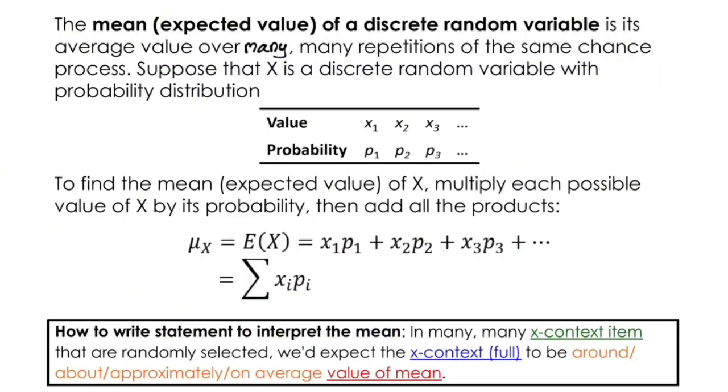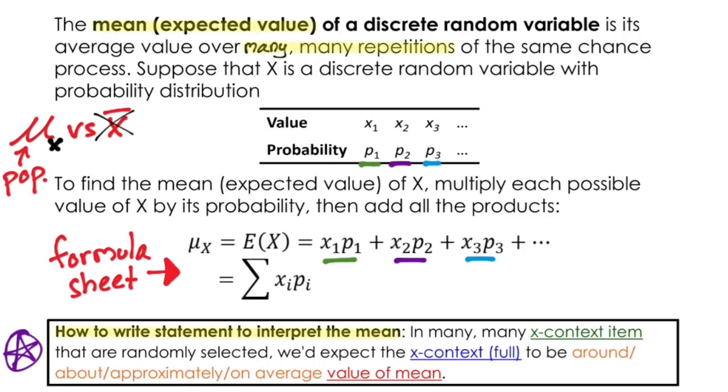So the mean or expected value of a discrete random variable is its average value over many, many repetitions of the same chance process. Suppose that x is a discrete random variable with probability distribution, and we have the same diagram that we were looking at before. To find the mean or the expected value of x, multiply each possible value of x by its probability, then add up all the products. Very easy to do, and this is a formula provided on the formula sheet.